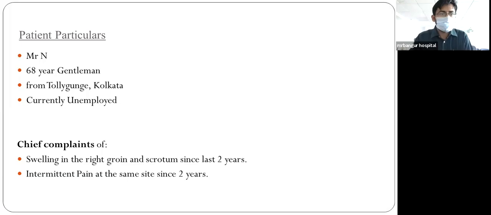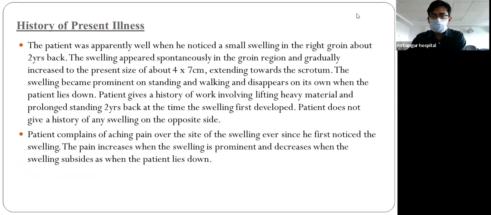My patient, Mr. N, a 68-year-old gentleman from Tollygunj, Kolkata, who is currently unemployed, came with the chief complaints of swelling in the right groin and scrotum since the last 2 years, and intermittent pain at the same site since the last 2 years. History of present illness.